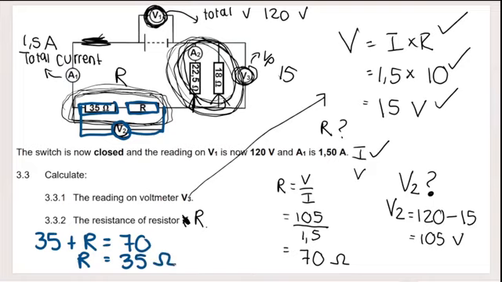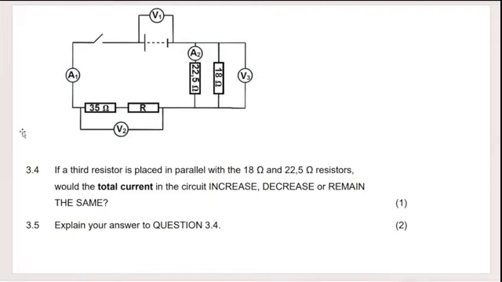These questions they always ask, so you need to know how to do them. If I add another resistor in parallel with the 18 and the 25.5 resistors, what happens to the total current? Now, people always get this wrong. So if I add another resistor, first tell me what happens to total resistance. It decreases. So therefore, what happens to total current? Increases. Good.